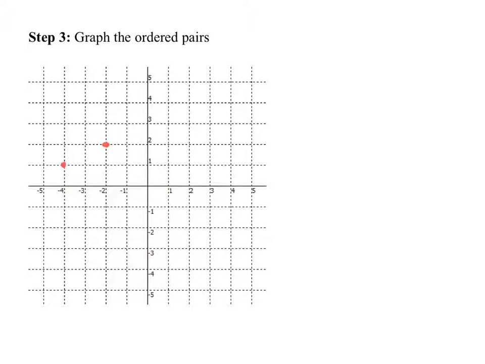Then we had an x value of 0 and a y value of 3, and we're going to plot that point. So far you see that they're making a nice straight line. And our last value was an x value of 2, which gave us an output of 4. So we're going to plot that point.